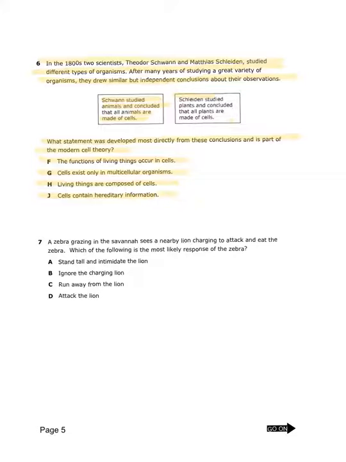Number 7, a zebra grazing in the savannah sees a nearby lion charging to attack and eat the zebra. Which of the following is most likely the response of the zebra? A, stand tall and intimidate the lion. B, ignore the charging lion. C, run away from the lion. D, attack the lion.